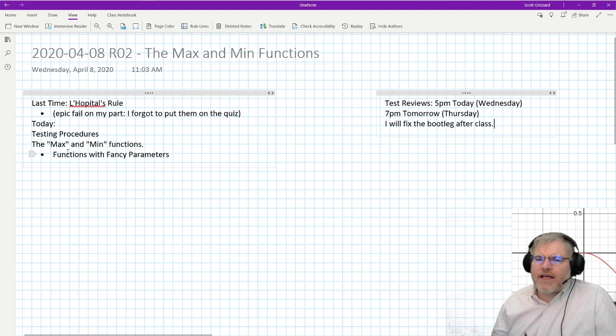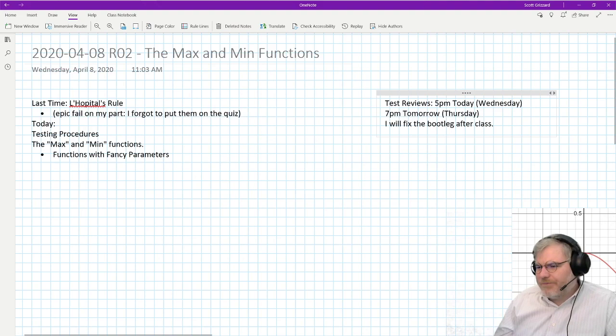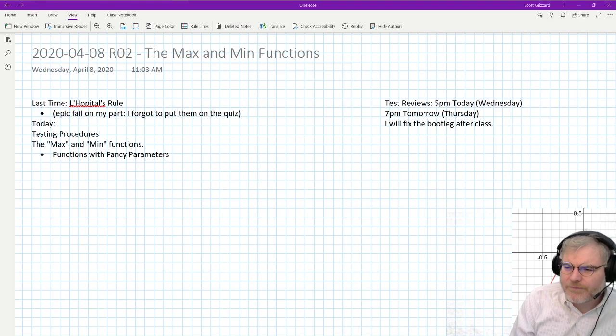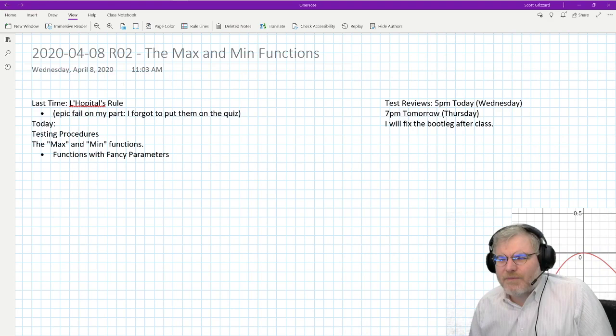Now, just out of curiosity, how many of you have seen the movie Hunt for Red October? How many people have seen the movie Hunt for Red October? Yeah. Okay.